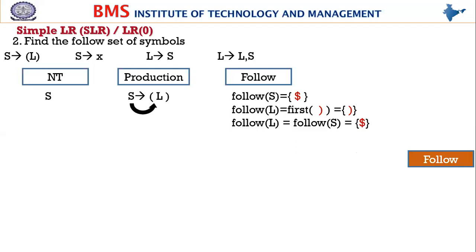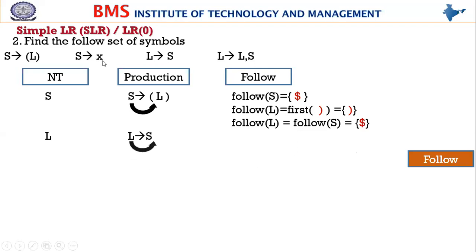If beta is producing epsilon, then this step applies; otherwise, please ignore this. The next production is S produces X, and there is only a terminal on the RHS, so we cannot compute the follow. So the next production is L.